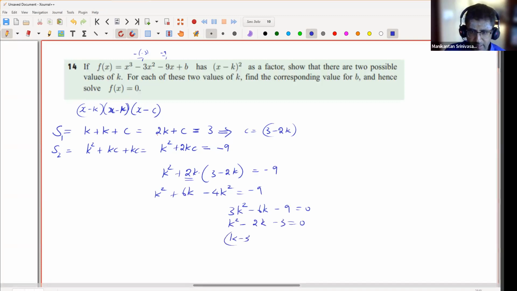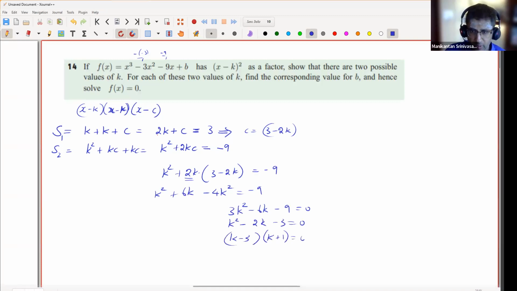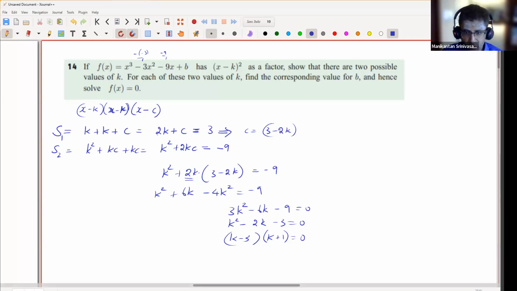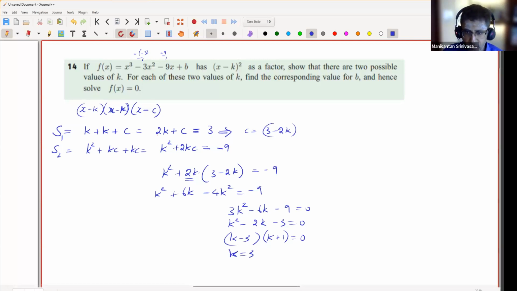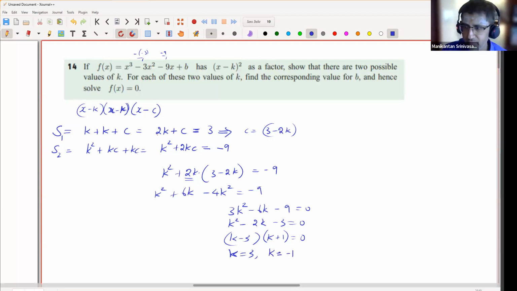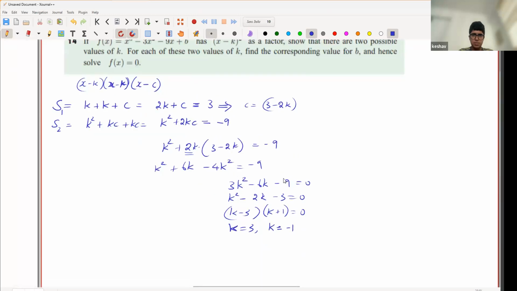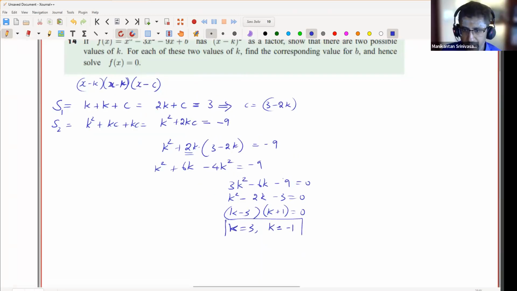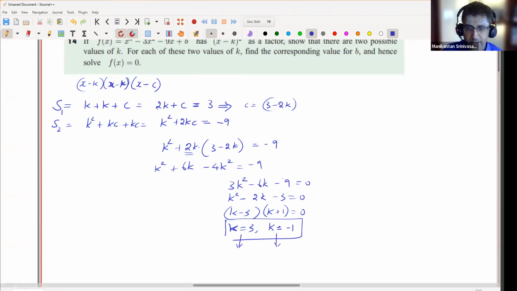Which factorizes nicely as k minus 3 times k plus 1 equal to 0. These are your two values for k. So we got k equal to 3 and k equal to minus 1. You're with me completely, Keshav? Yeah, I just forgot to think about the sum and product of roots. Okay. Now from this we can infer c. The c inferred is 3 minus 2k, so 3 minus 6, which is minus 1. And for the other, c is 3 minus 2k, which is 3 minus minus 2, which is c equal to 5.